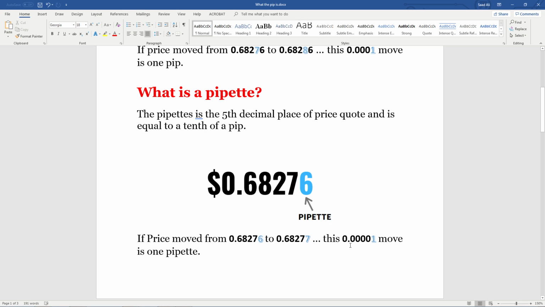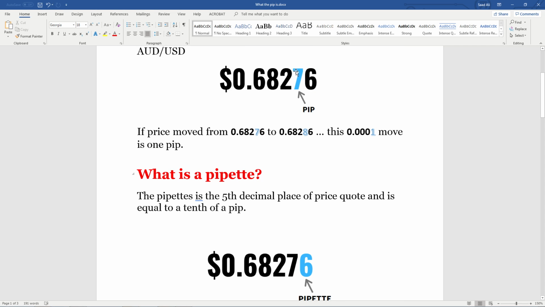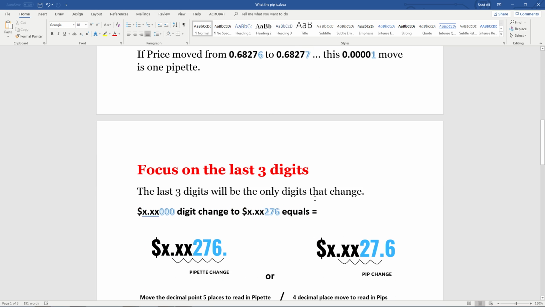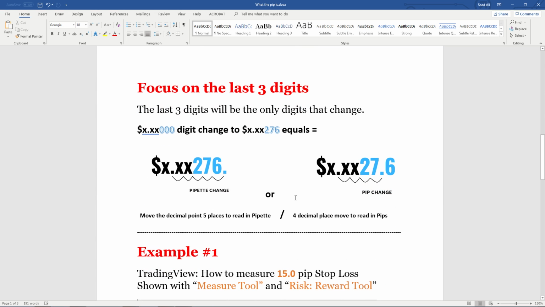So this 0.00001 move is 1 pipette. Just remember, the 5th decimal place represents a pipette, and the 4th decimal place up here is a pip. So 4th decimal place is a pip, 5th decimal place is a pipette. Just remember that, and let's move on.